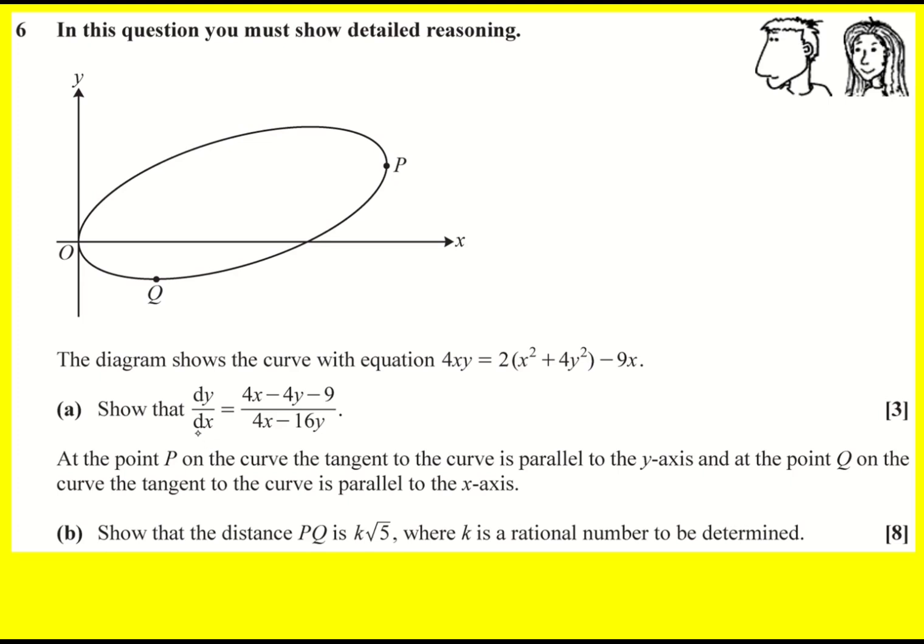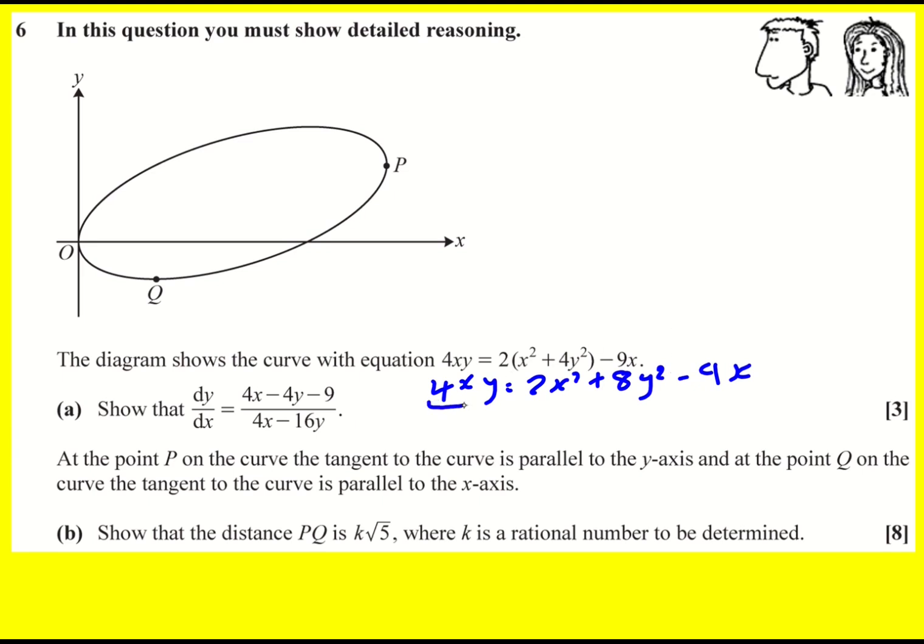We're asked to obtain this equation for dy by dx. This is implicit differentiation. So first up, I'm actually just going to expand that bracket. Right, now it's ready to differentiate. So we can differentiate each side.